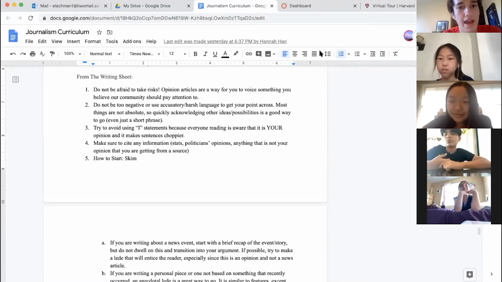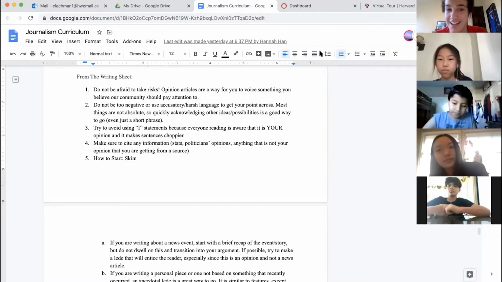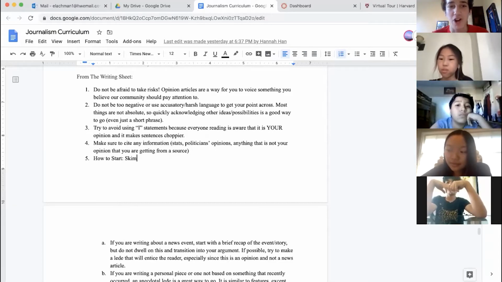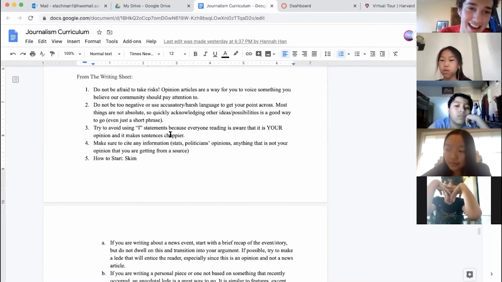And then you want to avoid using your I statements all the time, unless it's a narrative piece, like we'll show more examples later. You really want to try and just get on with your piece and not keep saying I feel this way, I think this over and over. And then yes, cite any information.